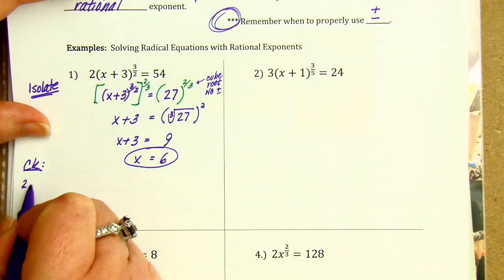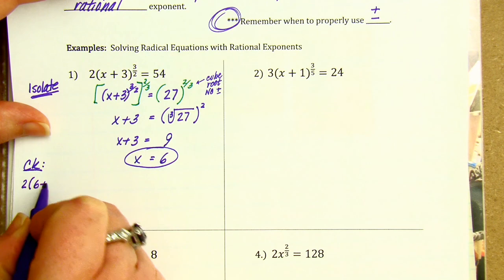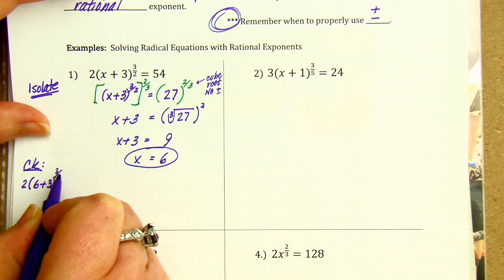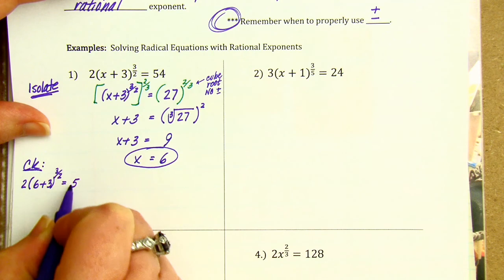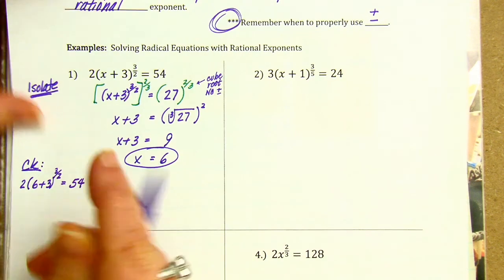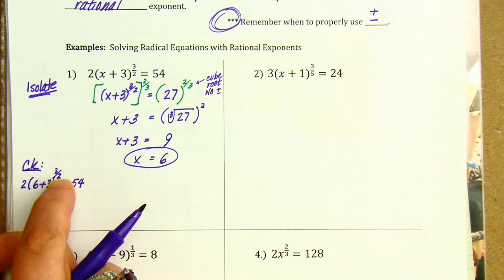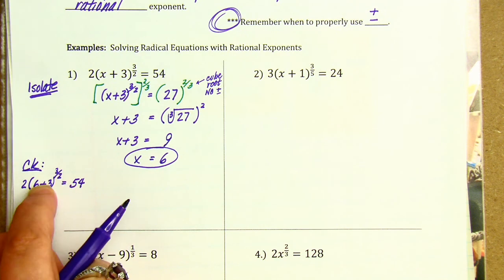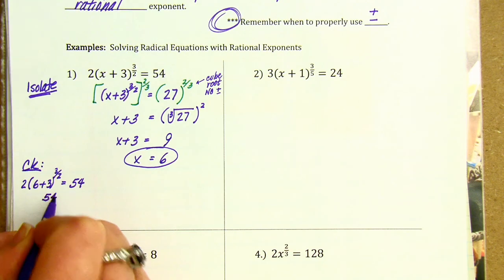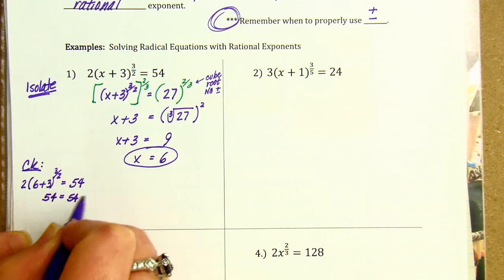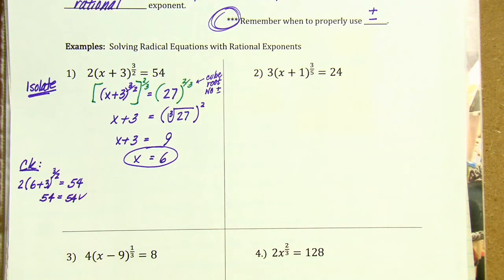2 times the quantity 6 plus 3 to the 3/2 equals 54. Now, 6 plus 3 is 9. This is the square root of 9, which is 3. 3 cubed is 27, times 2 is 54. Or type it on the calculator, but you have to be able to type it on the calculator correctly. Example 2 is very similar to example 1, so please pause the video and try this one on your own. Write in pencil in case you have to erase.